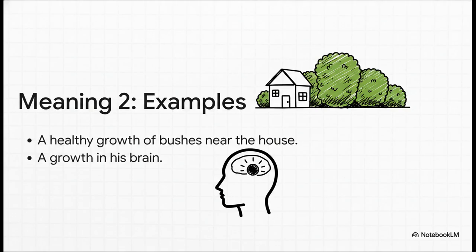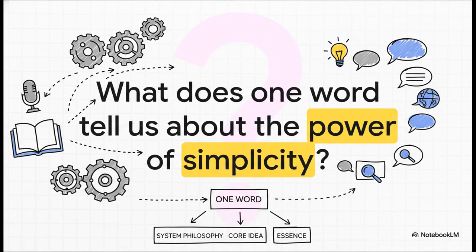Just look at the examples for this second meaning. The range is incredible. You can have a healthy growth of bushes, which is totally neutral, just describing a physical thing. But then you can have a growth in his brain, which is obviously something far more serious. It's the exact same word, but the context completely changes everything. So let's zoom out. What does this deep dive into one little word actually tell us about the power of the whole system? Well, by forcing one word to do the work of many, Basic English shows us what it's really all about.